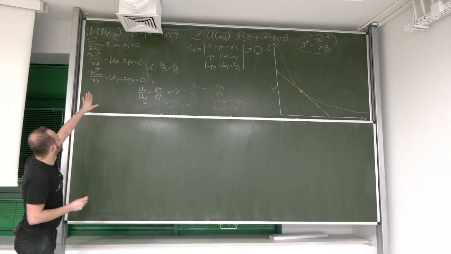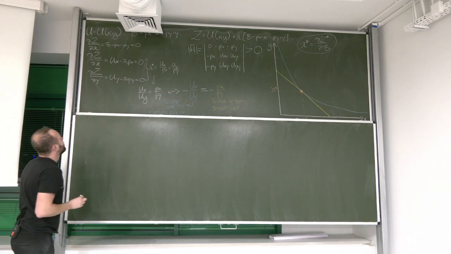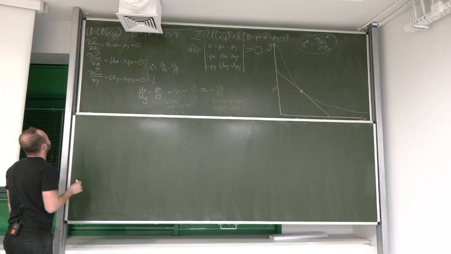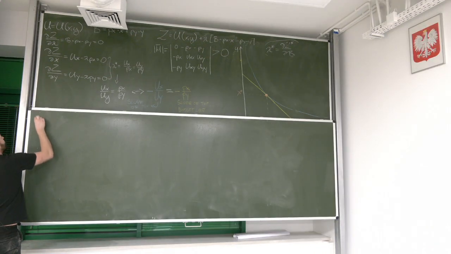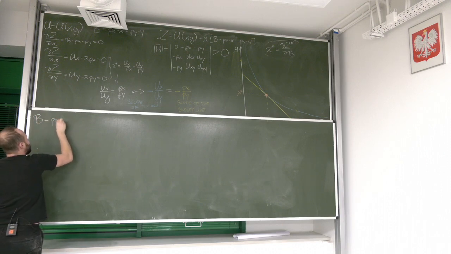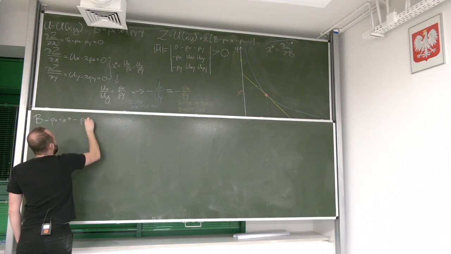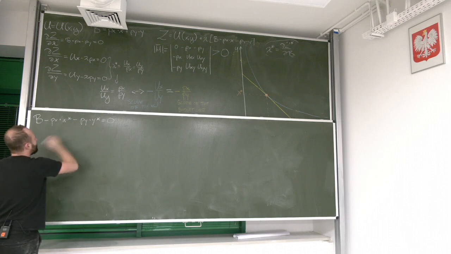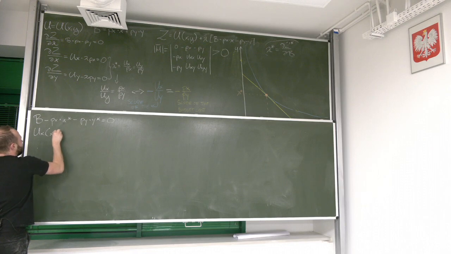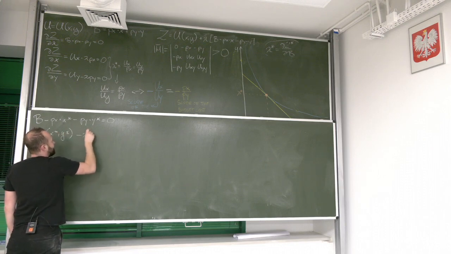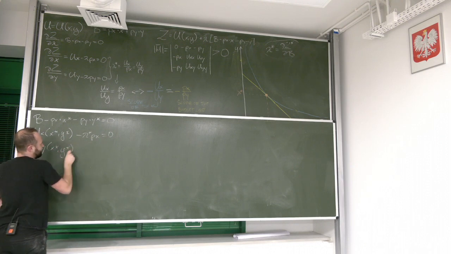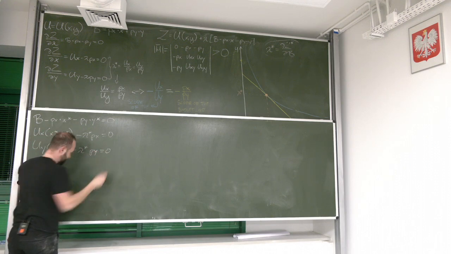Okay, so look, over here we have a system of three simultaneous equations, right? And we know that this system is true for the equilibrium, right? So we can write it as B minus Px times x* minus Py times y* equals 0, where of course x* and y* represent optimum values, so optimum quantities of goods x and y. Then we have Ux(x*, y*) minus lambda Px equals 0, and Uy(x*, y*) minus lambda Py equals 0.